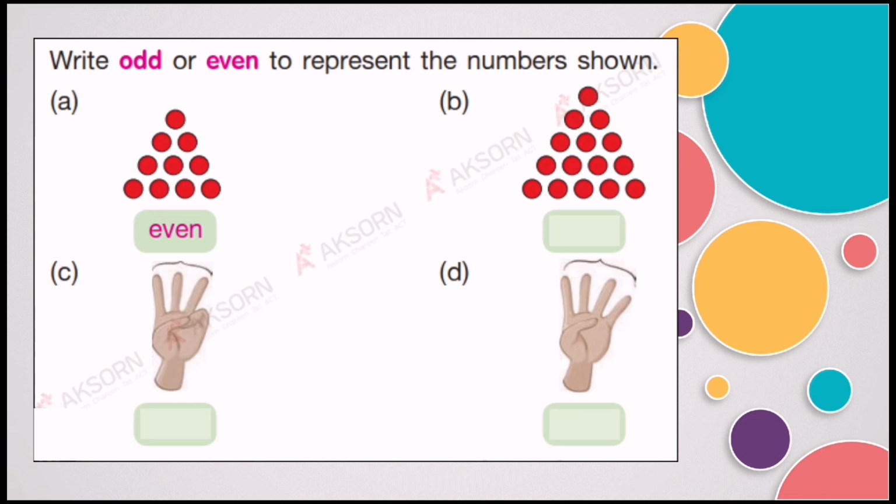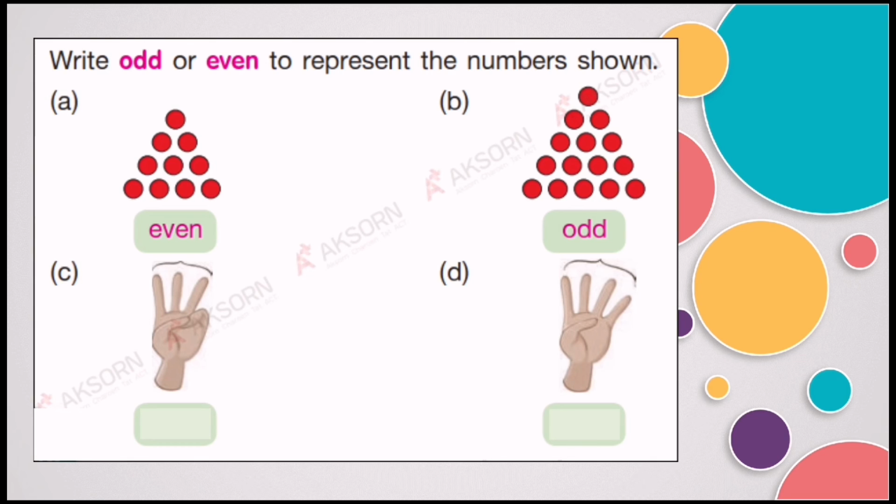For letter B, let's count. 1, 2, 3, 4, 5, 6, 7, 8, 9, 10, 11, 12, 13, 14, 15. So how many dots do we have? It is 15. Very good. So 15 ends with what number? 5. So 5, is it odd or even? Odd. So it is an odd number.